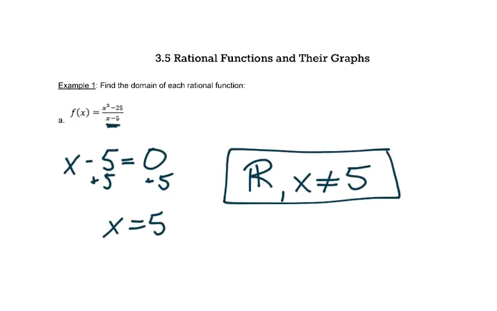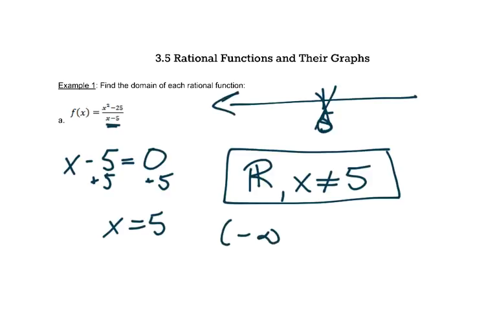We can write it in interval notation. Again, think of the number line. Here's 5, and we're crossing 5 out. So we would start with negative infinity and go to 5, and then skip 5, start right after 5, and go to infinity.